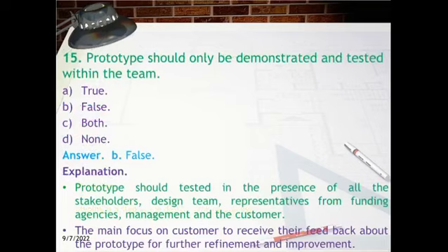15. Prototype should only be demonstrated and tested within the team. True, False, Both, None. Answer: B. False. Explanation: Prototype should be tested in the presence of all the stakeholders: design team, representatives from funding agencies, management, and the customer. The main focus is on the customer, to receive their feedback about the prototype for further refinement and improvement.